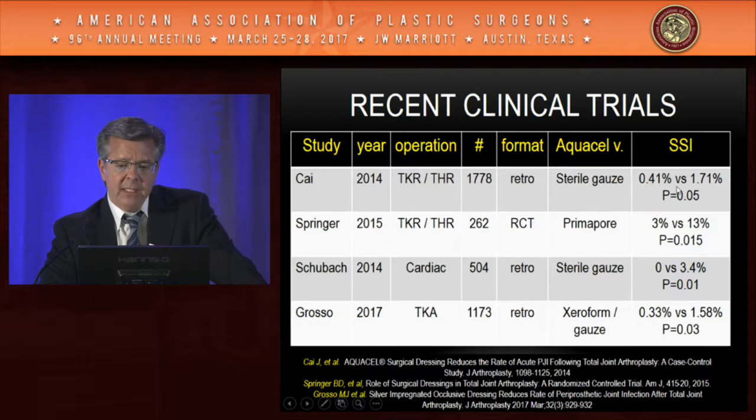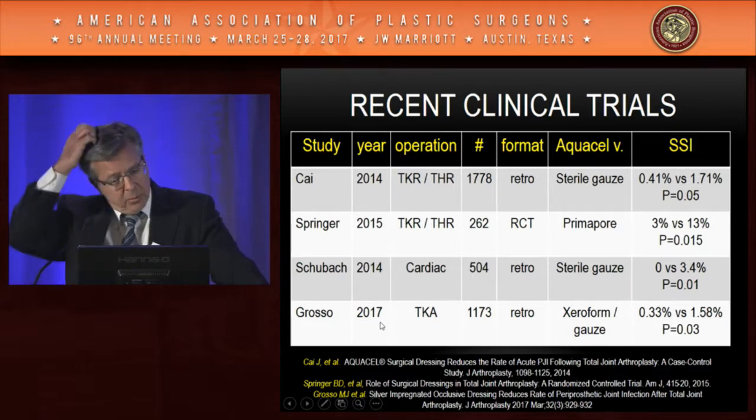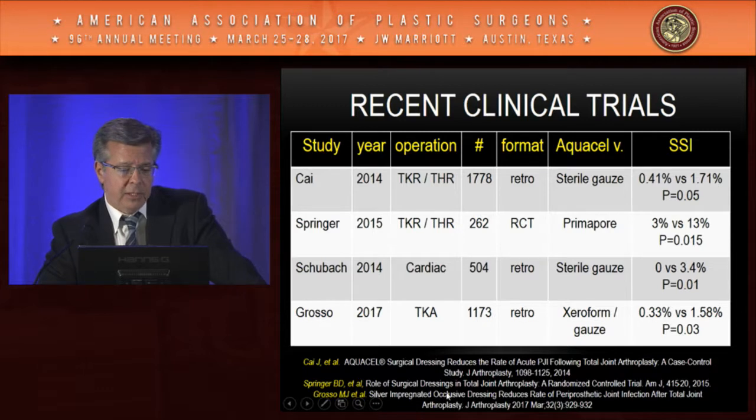Now, in these cases, the incidence of surgical site infections was significantly reduced using this Aquacel, so 0.41% versus 1.71%. Very low incidence of surgical site infections, but because there's such a large number of patients, they were able to demonstrate significance. In the paper that just came out this year that was published in the Journal of Arthroplasty, and you can see these references on the bottom, almost 1,200 patients, comparisons with Xeroform, and again, the incidence of surgical site infection was 0.33 versus 1.58, and again, this was statistically significant.